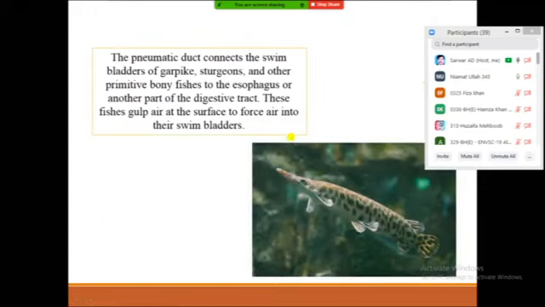Here, the pneumatic duct connects the swim bladder of the gar pike, sturgeons, and other primitive bony fishes to the esophagus and another part of the digestive tract.